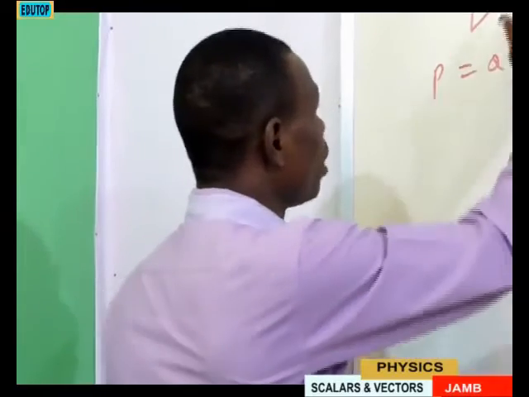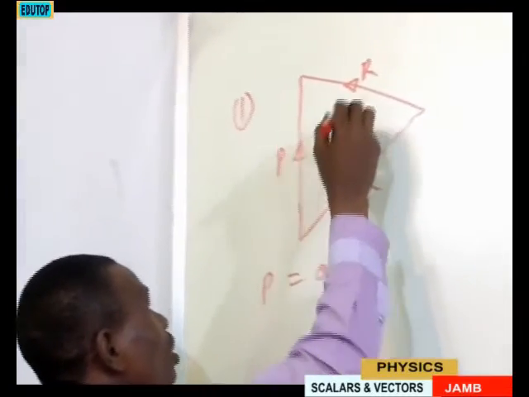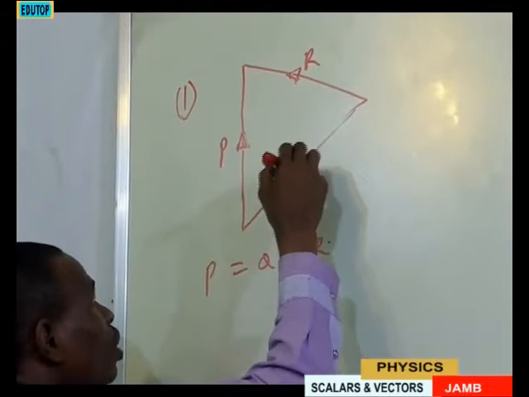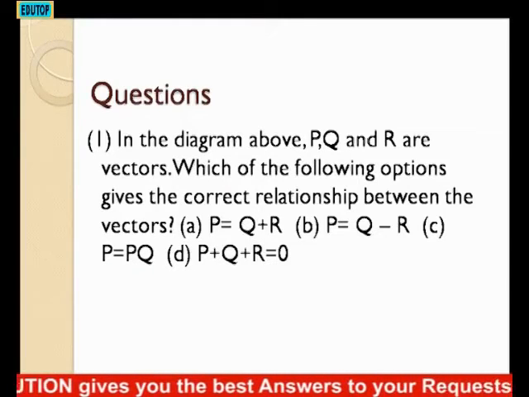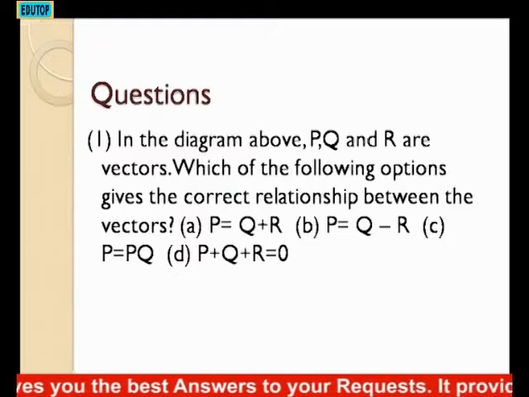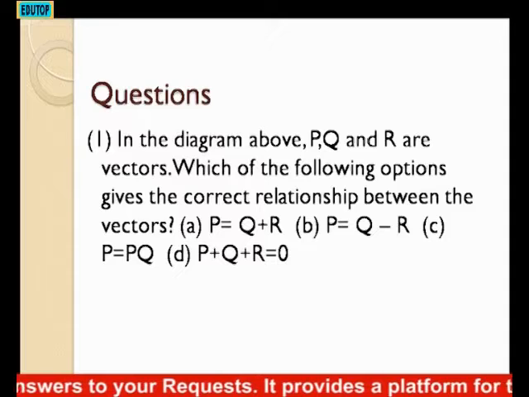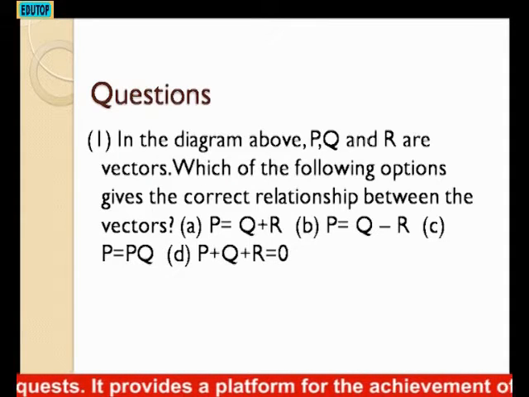So we have this diagram here. The question says in the diagram above, P, Q, and R are vectors, because you can see the arrow indicating the direction towards this side. We should determine which of the following options, we have the options there, gives the correct relationship between the vectors.